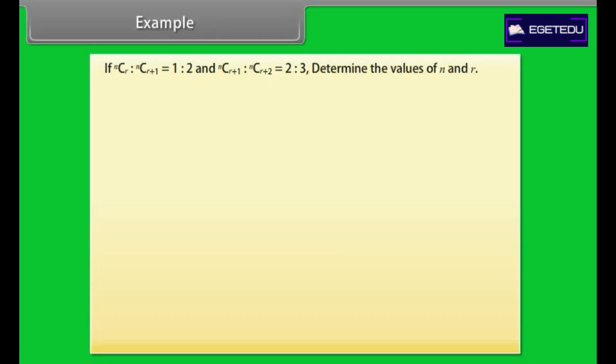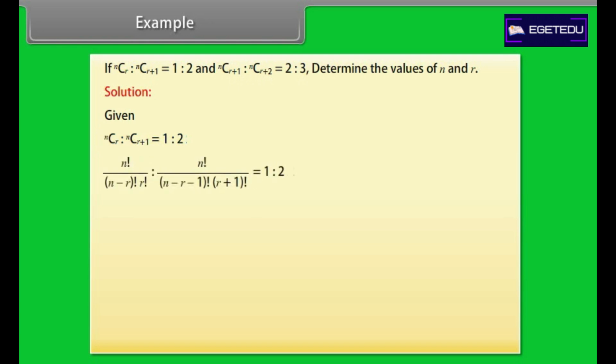Example. If nCr is to nCr+1 is equal to 1 is to 2 and nCr+1 is to nCr+2 is equal to 2 is to 3. Determine the values of n and r. Solution. Given nCr is to nCr+1 is equal to 1 is to 2.